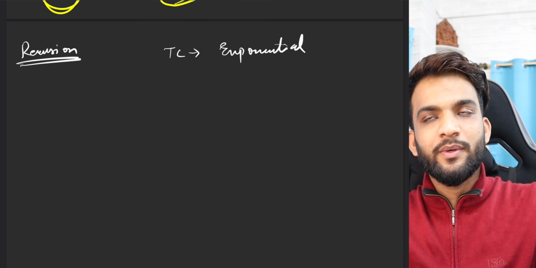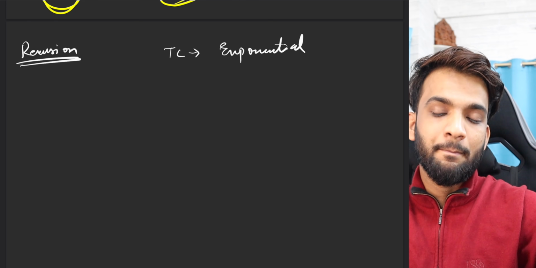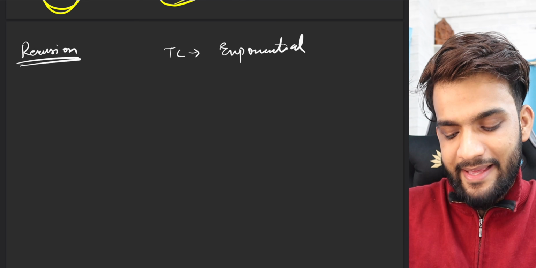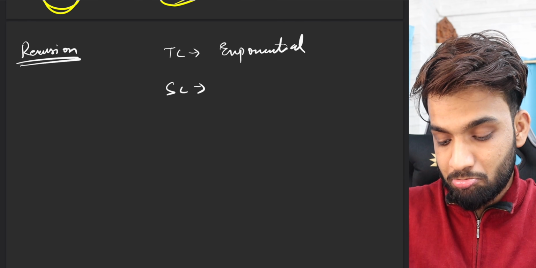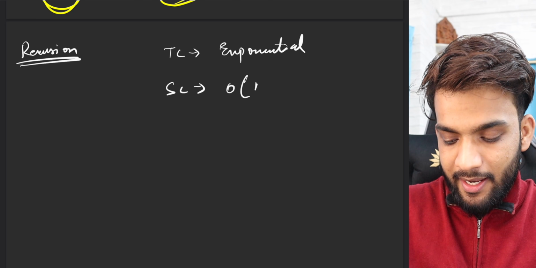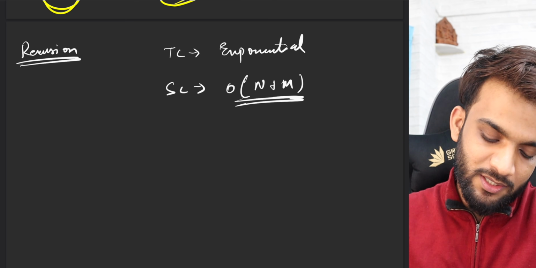Because there are 3 states where you're calling, it will go up to 3 to the power n into 3 to the power m. So we are not discussing that because it is a lot complicated. What is the space complexity? Auxiliary stack space. Again, n plus m can be the auxiliary stack space.